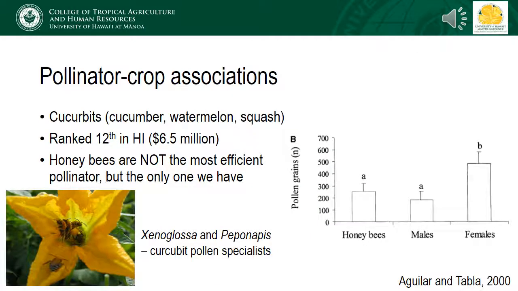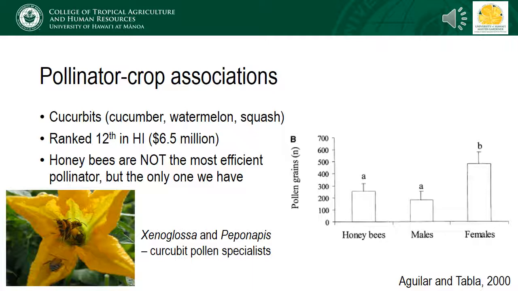In the previous module, I spent some time discussing the importance of pollinators, honeybees especially, in the pollination of coffee and macadamia. I mentioned then that cucumber is the 12th most valuable crop in Hawaii, valued at $6.5 million annually. Cucurbit crops originated in the southwestern and Central America from a plant called buffalo gourd. In its native range, the buffalo gourd and other cucurbits are pollinated by solitary bee specialists belonging to Xenoglossa and Pepinapis.